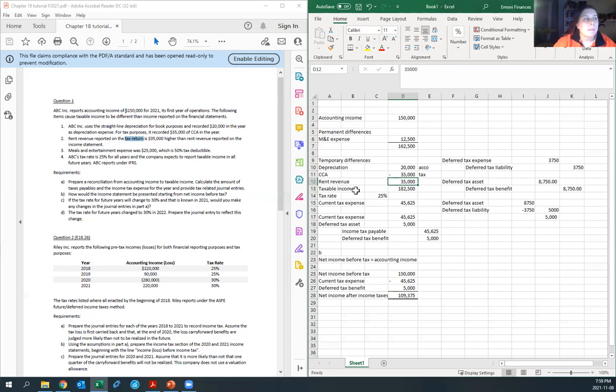For the rent revenue here, I added it as a positive, the whole amount as a positive, because under tax, my income needs to be $35,000 higher than what I put in my books. It says here that the rent revenue reported on my tax return is $35,000 higher than the rent revenue reported on the income statement. So you receive $35,000 in cash during the year, but you didn't record that $35,000 in your sales revenue.